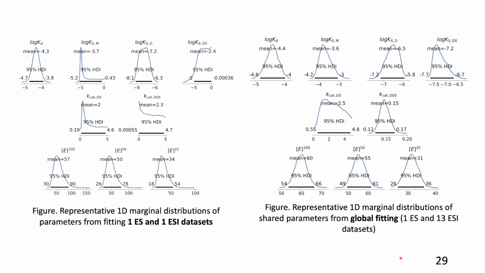Here's an idea of what can be learned when you fit to multiple data sets at once. If you only consider one enzyme substrate data set with one particular inhibitor, these are the posterior densities, and on the right is if we fit to data from 13 different inhibitors. You can see that all of these densities are narrower, and so that gives you a clear idea what the values of these parameters must be in order to fit all these data.